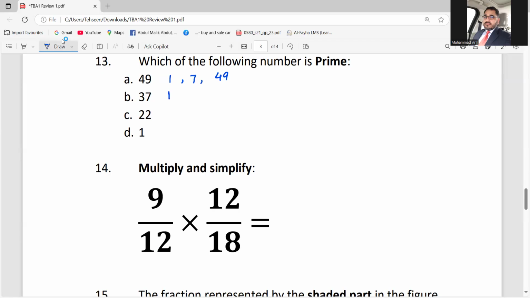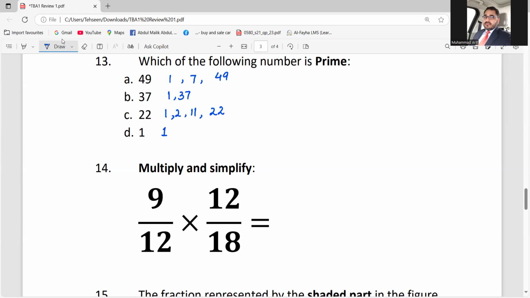Then for 37, 1 multiplied by 37 is 37. There is no other factor for 37. For 22, 1 multiplied by 22 is 22, and 2 multiplied by 11 is 22. 22 has 4 factors. And for 1, only 1 multiplied by 1 is 1. 1 has only 1 factor. That's why it is neither prime nor composite.